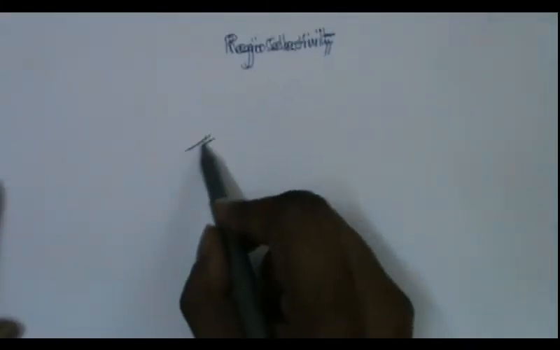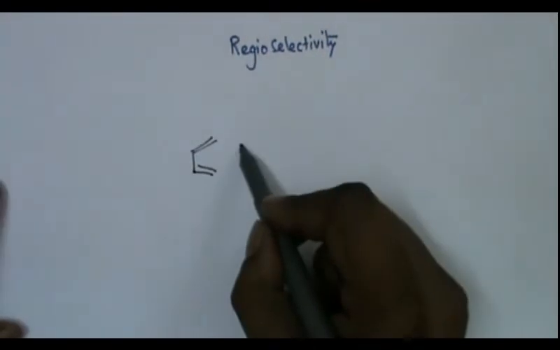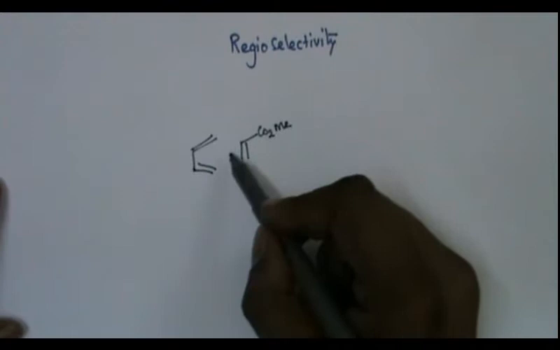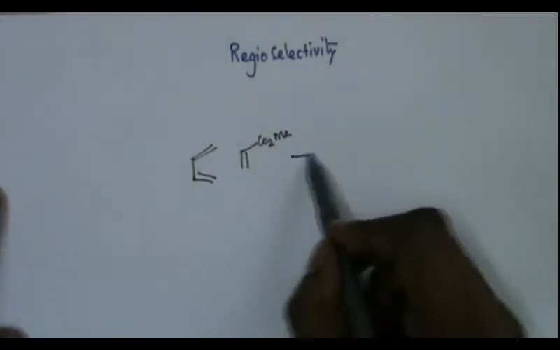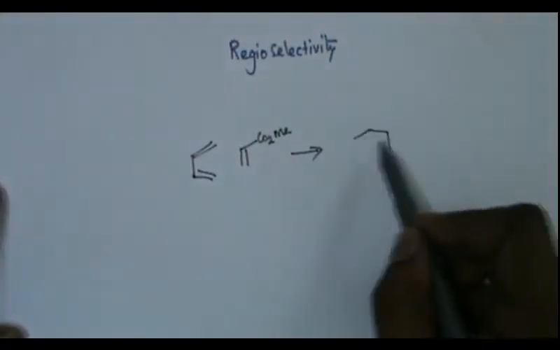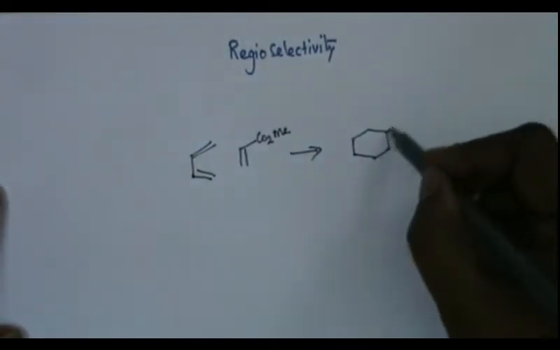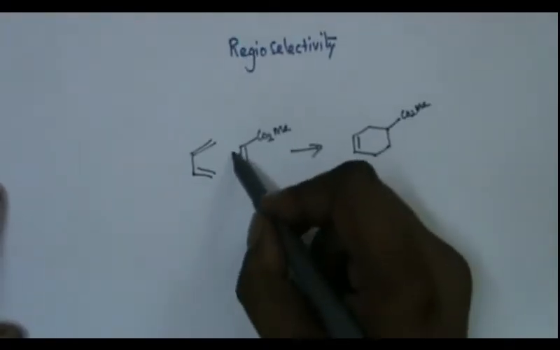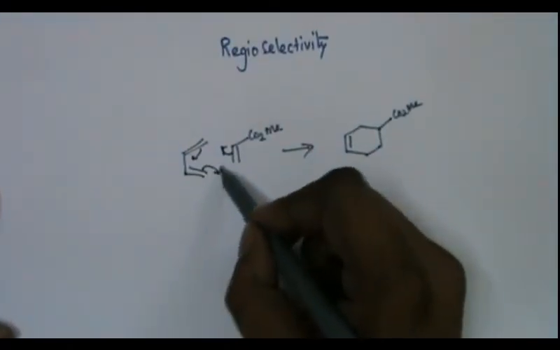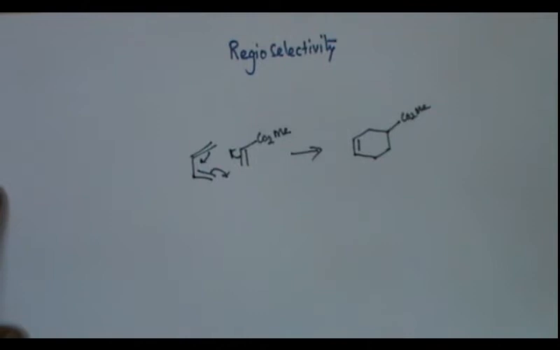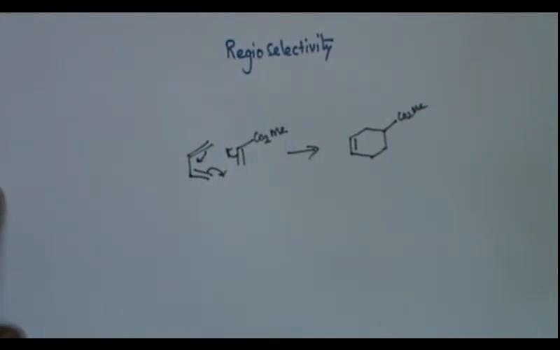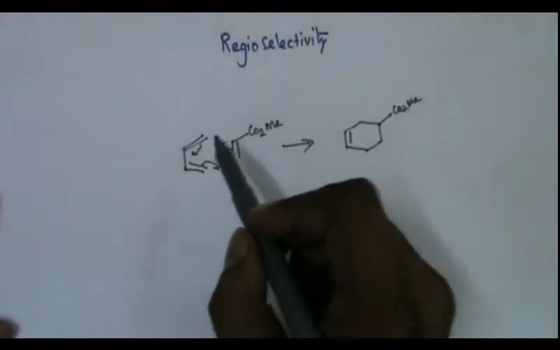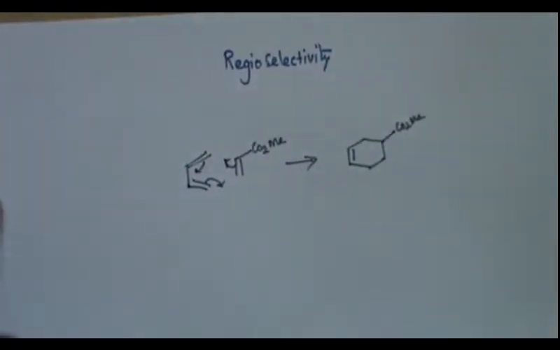When I add a dienophile to a diene, here I get a compound like this. So there is no question about regioselectivity. But if I take a substituent in the diene, then there will be a problem.